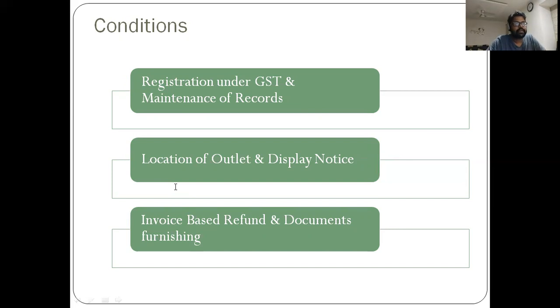And this refund is an invoice-based refund. So the refund to be granted to a retail outlet is not on account of an accumulated ITC as such, but it is a refund based on invoices of inward supplies of indigenous goods received by them and the supply made by such retail outlets only to eligible passengers, which has been exempted by Notification 11.